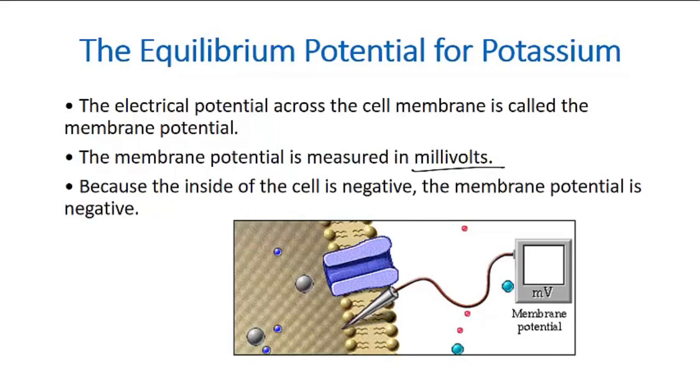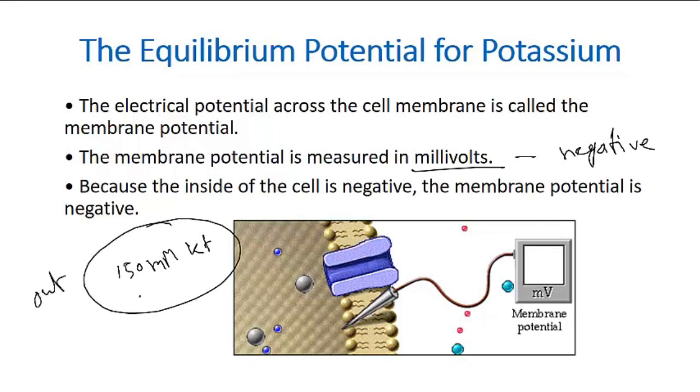Because the inside of the cell is negative, the membrane potential is also negative. And this negative value differs for different cells. For example, as we've seen, a simple non-excitable cell has a concentration of 150 millimolar potassium inside the cell, and 5 millimolar potassium only outside the cell.